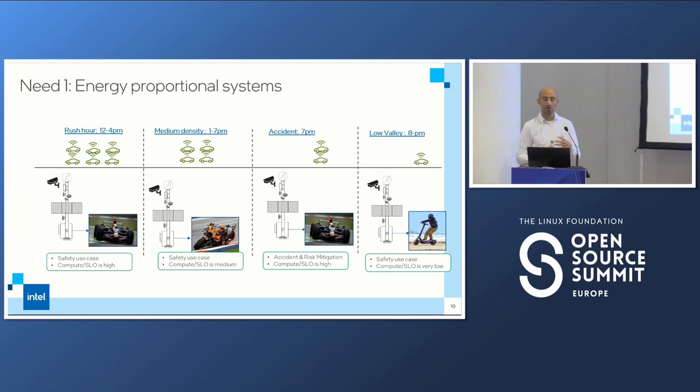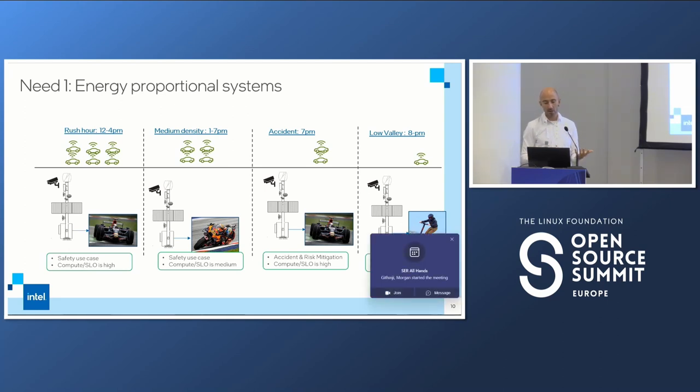But now you go into the low valley, like 8 p.m. and onwards, and you just need a scooter, because maybe there are one or two cars that need to be processed. So the key question here is, I need a system that, in terms of energy consumption, can work very efficiently when it has to operate as a Formula One car, but also when it has to operate as a scooter. So that's the first area that we want to address.